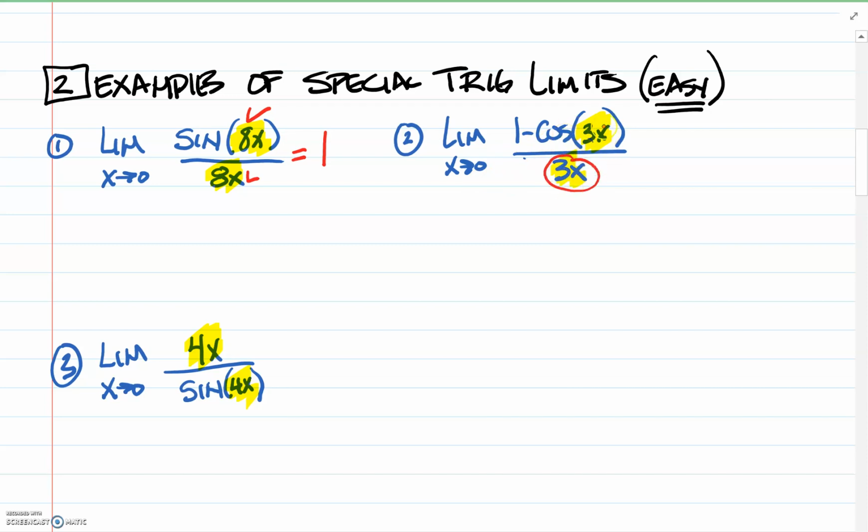Again, notice how I have the argument and the denominator highlighted. They are the same, so for my cosine, I get to say that that's going to be a 0. And similarly, number 3, x goes to 0, 4x over sine 4x. Again, if my argument and my reciprocal are the same, I'm guaranteed that that's going to be a 1. These are the easy ones. We'll do the hard ones in just a second.